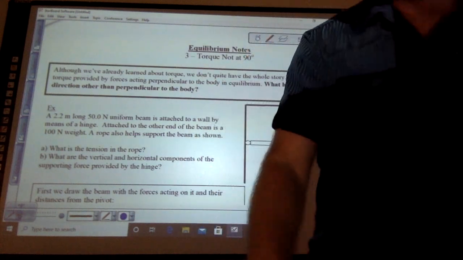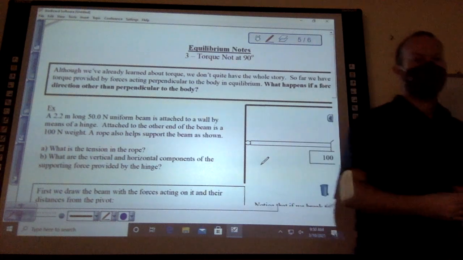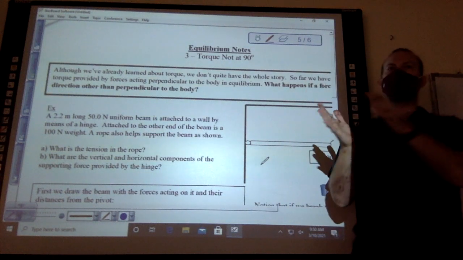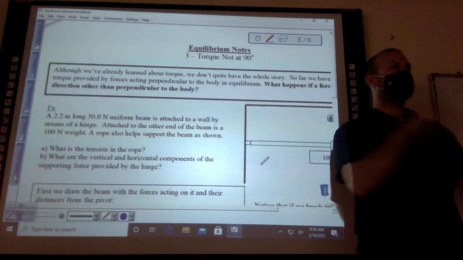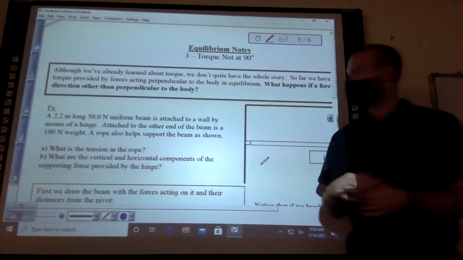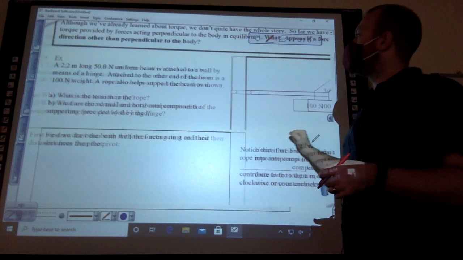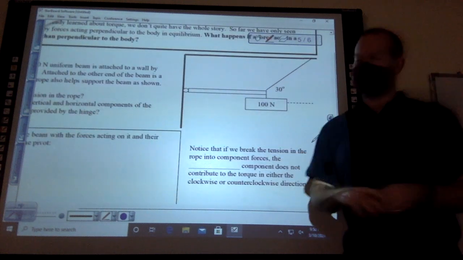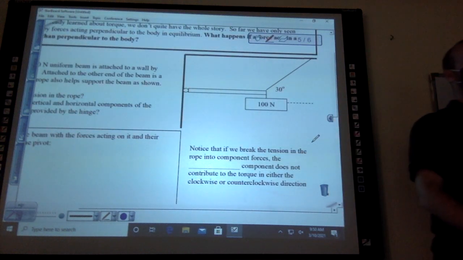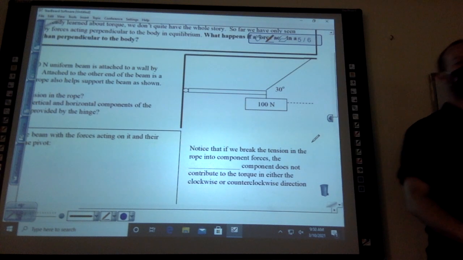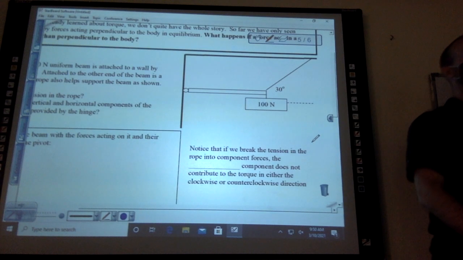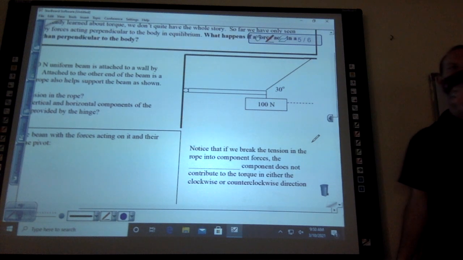And so that's essentially what we're going to talk about today, is that dynamic between what if I'm pushing partially perpendicular, partially parallel. So we're going to get into triangles. So let's take a look at this situation. When I push on it at 90 degrees, the full force causes rotation. If I push at it at an angle, only part of it does.